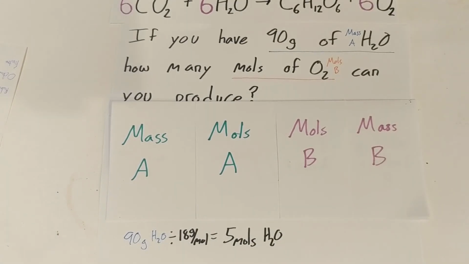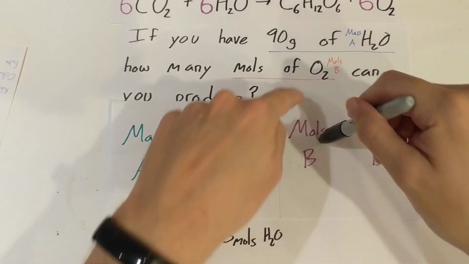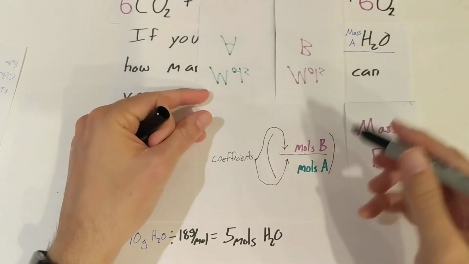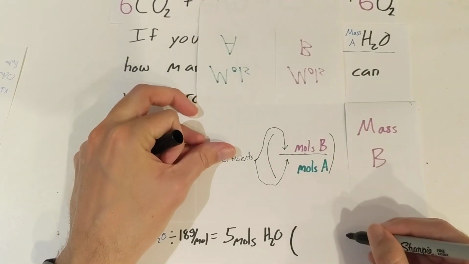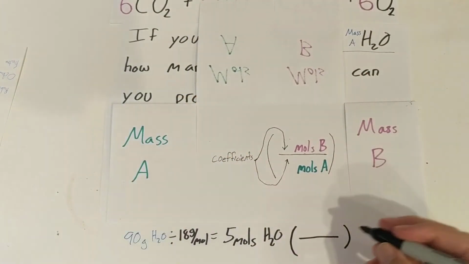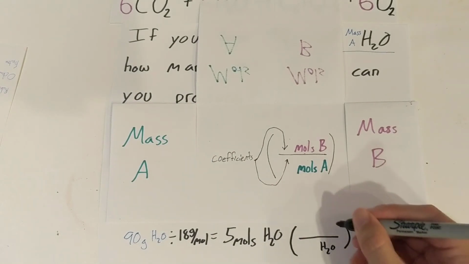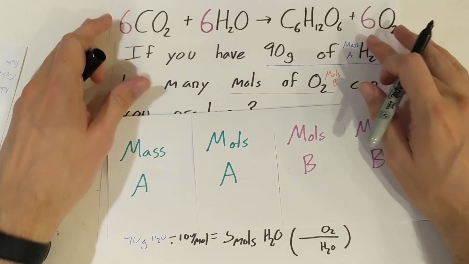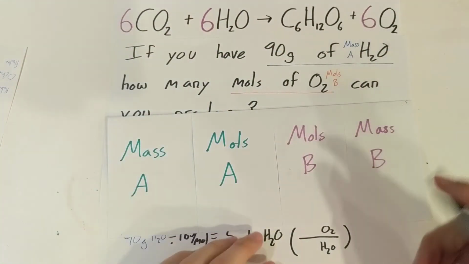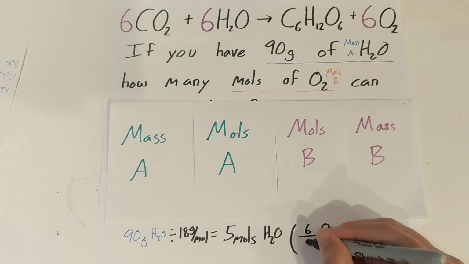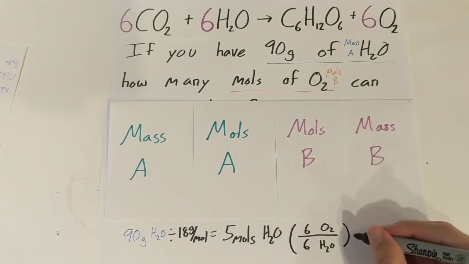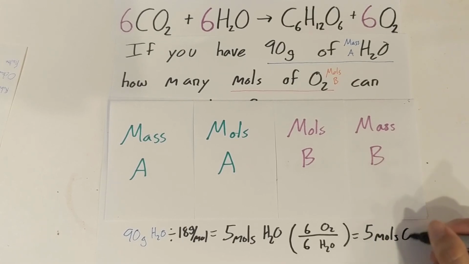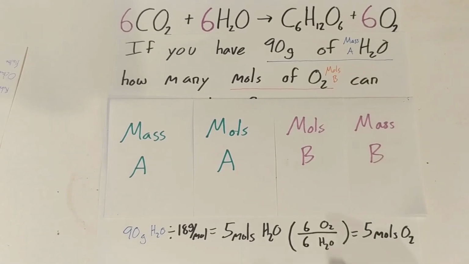And now we just have to convert to moles of oxygen. And we would just do this. Water on the bottom, oxygen on top. And if you take a look at our chemical equation, they're both going to have 6 there, which makes it really easy. 5 times 6 divided by 6 is just 5. 5 moles oxygen. And that would be our answer there.